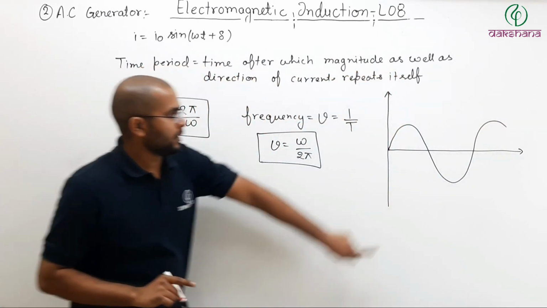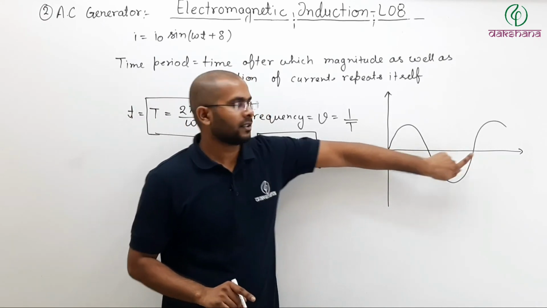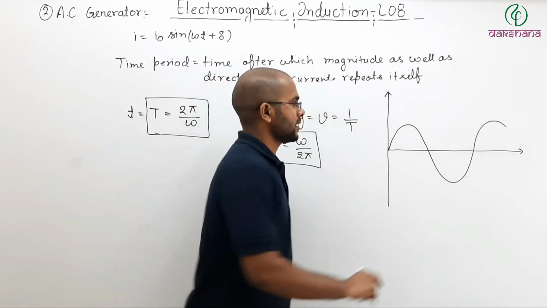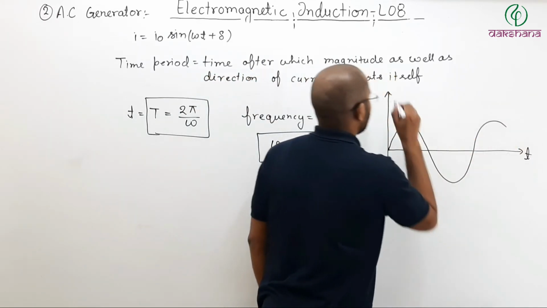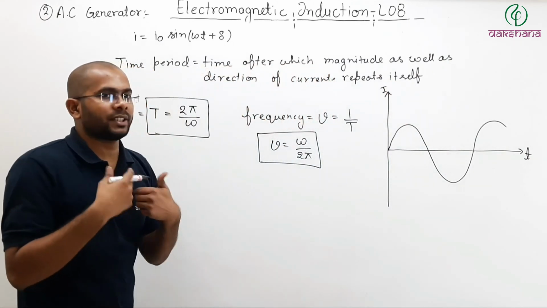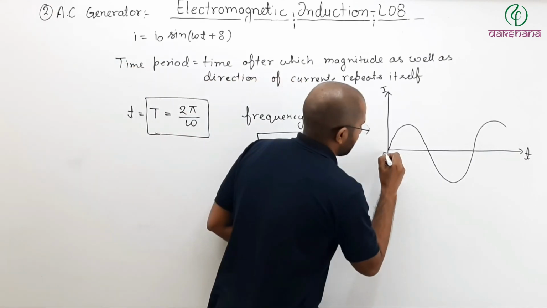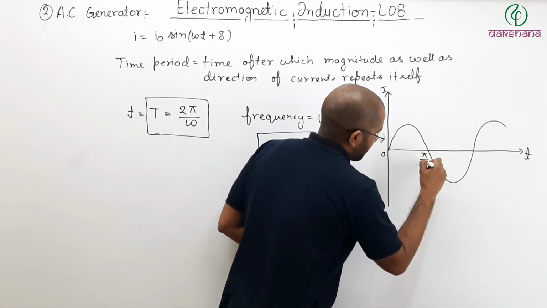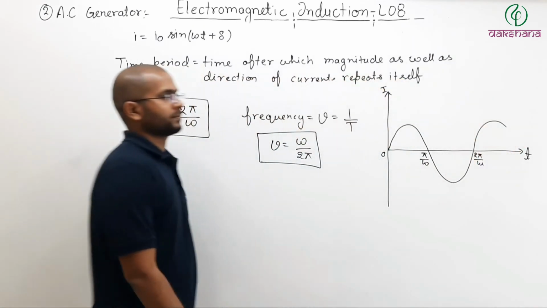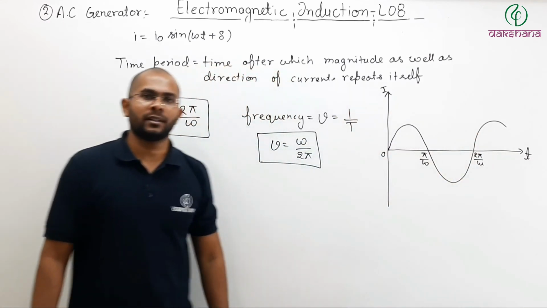So see here, t equal to 0, it is here, it is repeating here. So here and this, from here again it will be same graph. So this is t, this is I. So after how much time will it repeat itself? 2 pi by omega. So this is 0, this is pi by omega, this is 2 pi by omega, and so on. So the graph repeats itself after every 2 pi by omega.